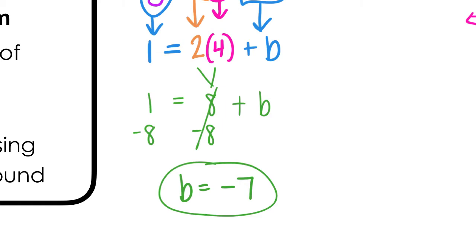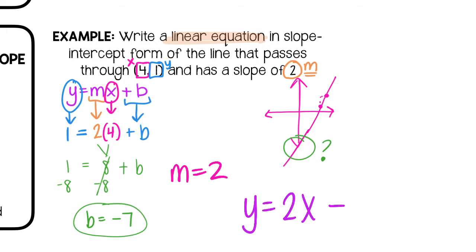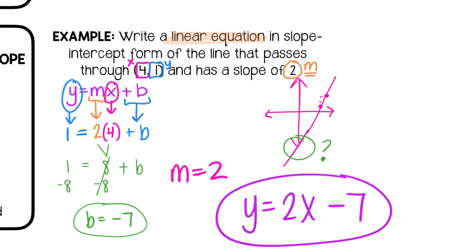And we're still not quite done. We do need to actually put it into an equation, right? Because that's the whole goal here. We want to write a linear equation. And we have everything we need now. We know that the slope is 2, and we know that the y-intercept is negative 7. So our final equation would look like y equals 2x minus 7. And that would be it.